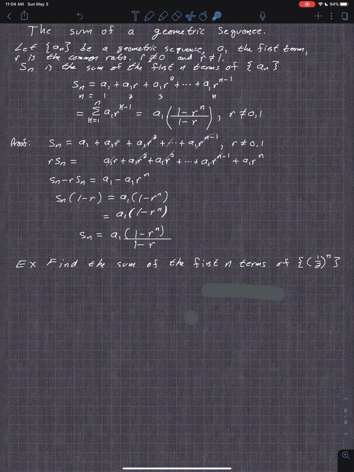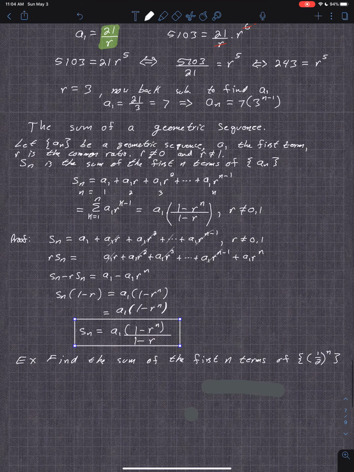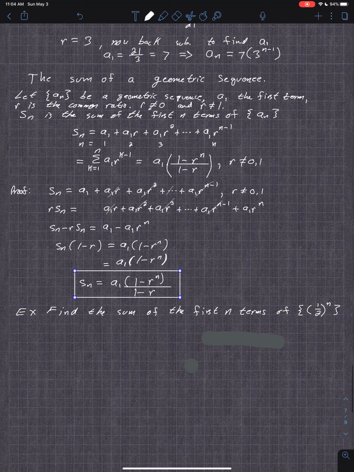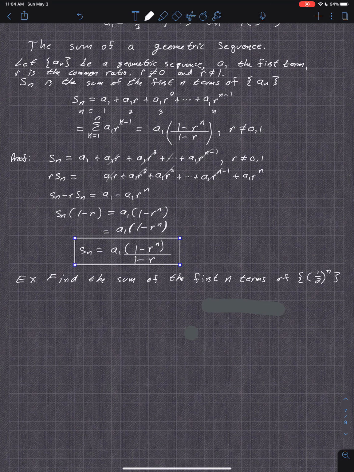That looks right. You divide both sides like that, and I'll just leave it, it's fine. So this is your formula that we just proved. That's the same as the one above there. So that's the one you remember. That's the sum of the first n terms of the geometric sequence.